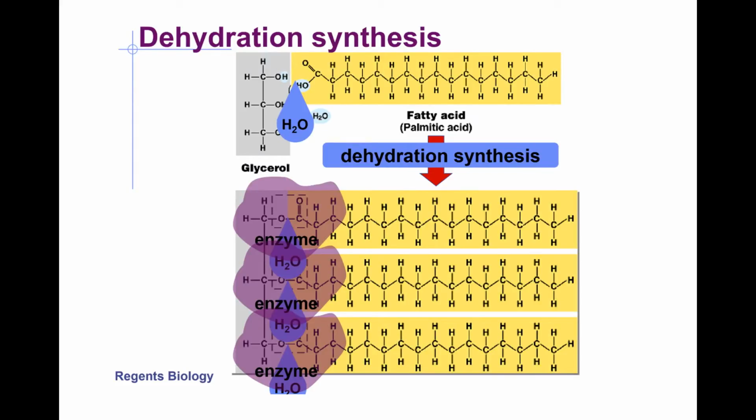Okay, and then here's an example of that dehydration synthesis. So these purple blobs represent your enzymes. You're going to need an individual enzyme every single time you add on that tail.